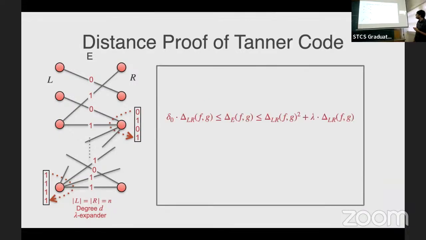So this is the lower bound and the upper bound. In particular, it allows for F being equal to G. So either F and G have distance 0, which is when they are the same, or they are far apart. Code distance proofs are quadratic inequalities.